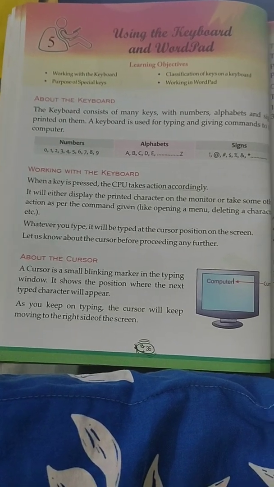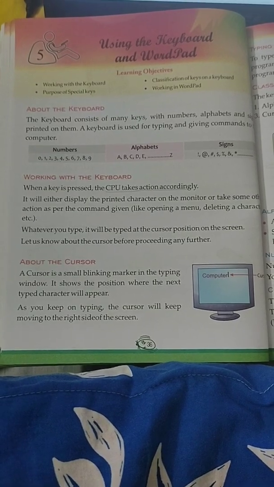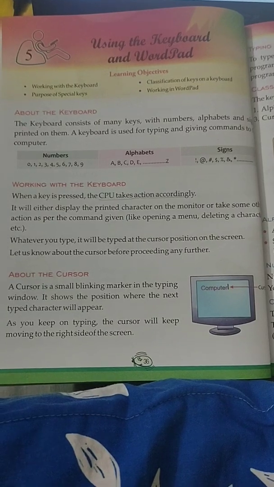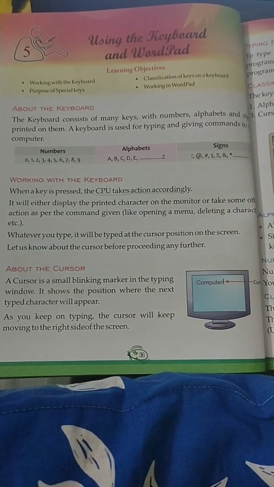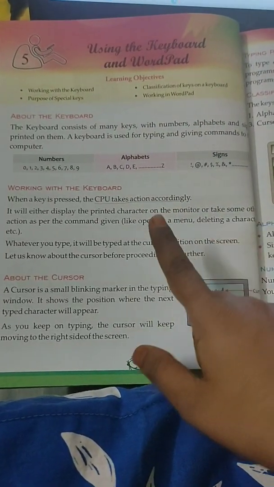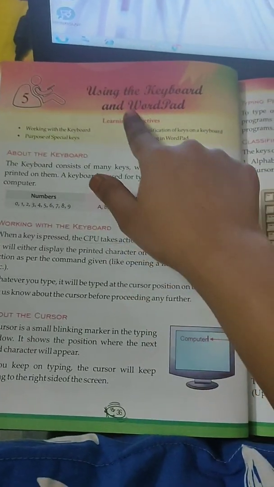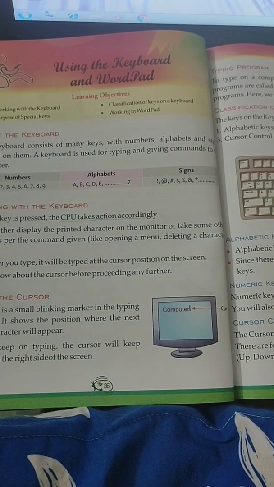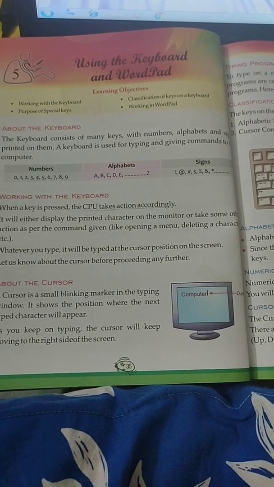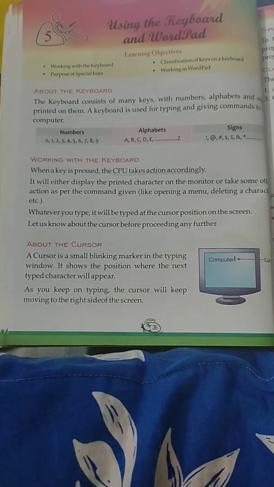So, in this video class, I'm going to prepare a computer video class on the basis of chapter 5, using the keyboard and Wordpad, in which I'm going to show you first of all the uses of the keyboard, means all the keys, and second, a new typing software. It is Wordpad, a word processing software. So all the things I will explain in this video.